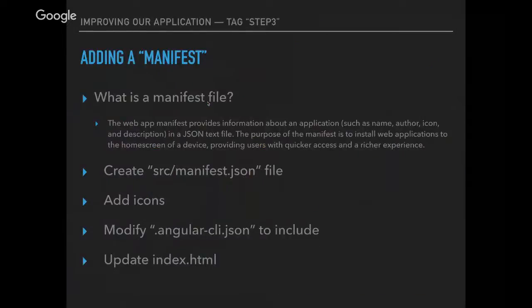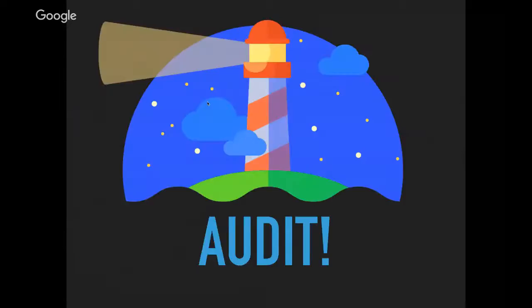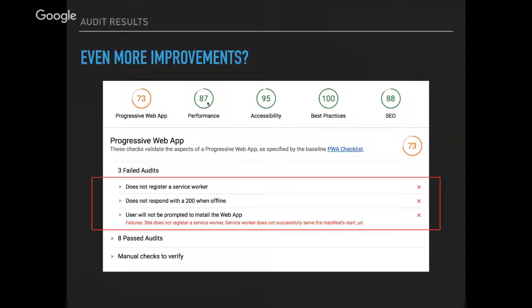And so we added all of these things, we updated our index.html, and then now we do another audit. So you see, as we do more and more tweaks to our application, we can audit it every single time to make sure that we're actually getting that performance and we're increasing our numbers. So now we see that our progressive web app score went up from about 55, now we're at 73, and now we only have 3 failed audits.